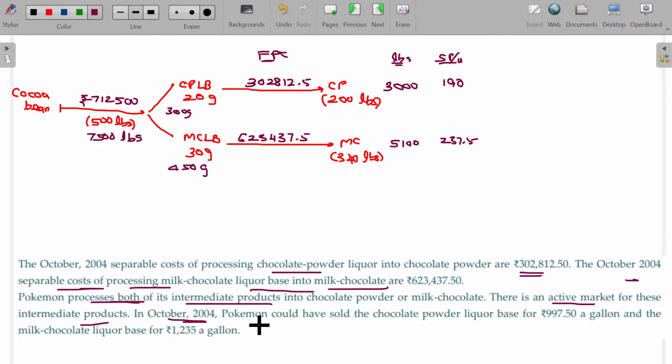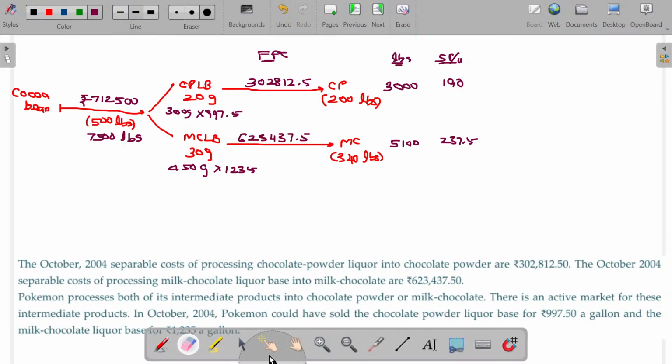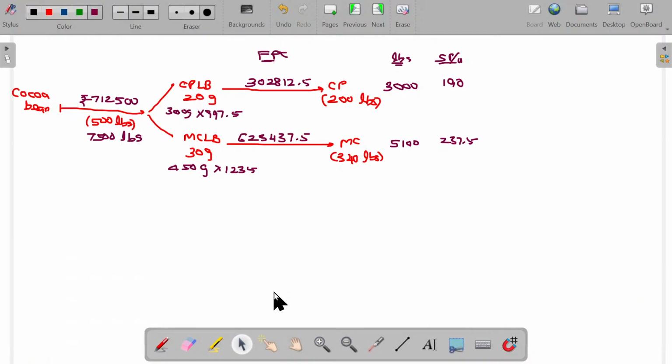In October 2004, Cokepen could have sold the chocolate powder liquor base for this much. So this can be saleable at rupees 997.50 per gallon. And milk chocolate liquor base could have been sold at rupees 1,235 a gallon. Clear? So all the details are recorded in a diagram manner so that we can easily solve the illustration without much hiccup.